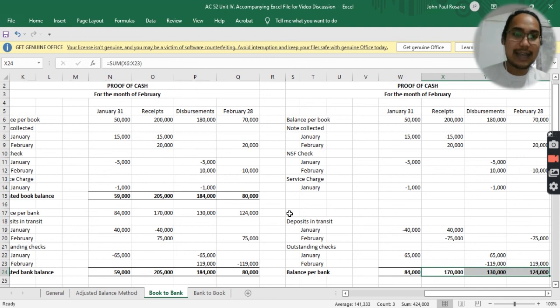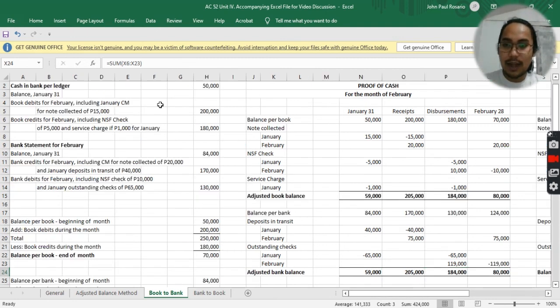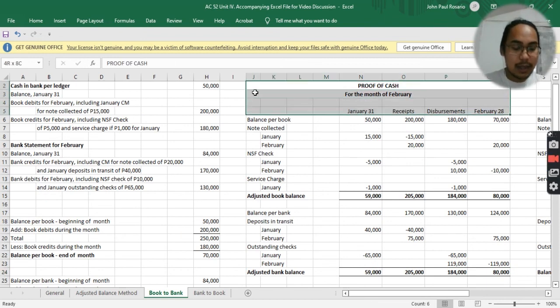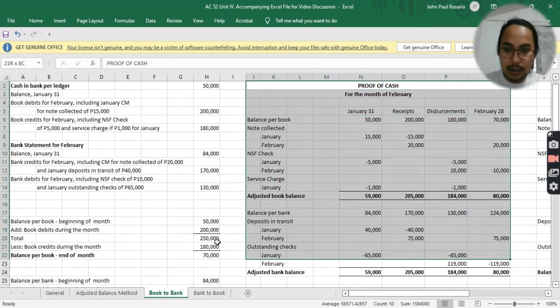Now, let's go to the very last, which is bank to book. So, baliktad na po siya, no? So, before we go there, let me copy-paste this again. Katong adjusted balance nga method. Ay, kanisa una.